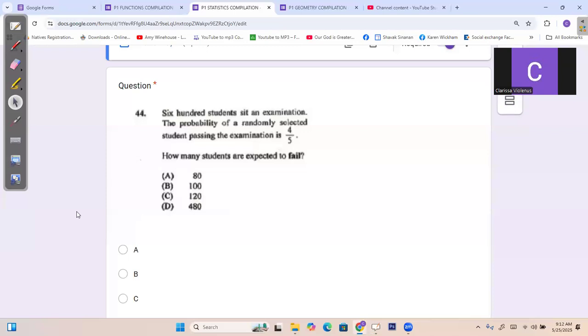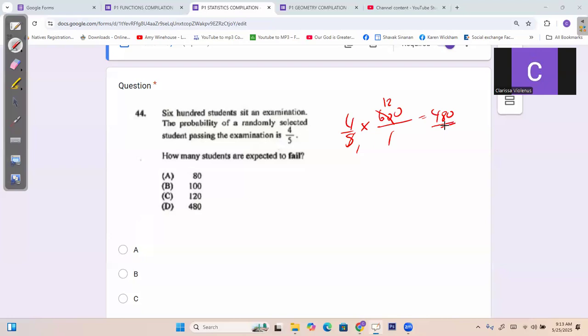600 students sit in an examination. The probability that randomly selected students pass is 4/5, so how many pass? You just have to find 4/5 of 600. 5 into 60 goes 12, so that's 120, times 4, 12 times 4 is 48, add the 0, 480. But it asks how many students fail, because this is pass.